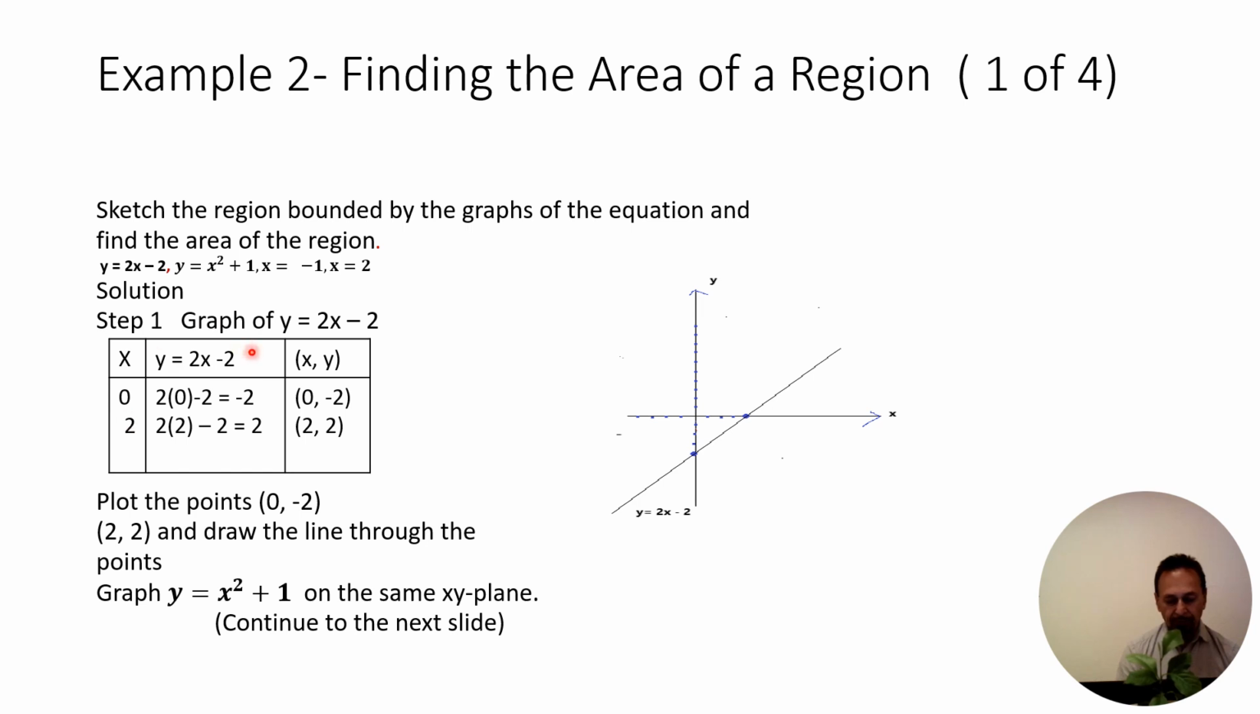So first, step 1 is we graph y equal to 2x minus 2. Here we can create a table with x and y. We can choose x equal to 0, substitute, it becomes 2 times 0 minus 2, which is negative 2. So you get the point 0, negative 2. Then you pick another point, let's say 2, so it becomes 2 times 2 minus 2, which is 2. So the second point is 2, 2. We plot these two points, 0, negative 2 and 2, 2, and you get this kind of line.